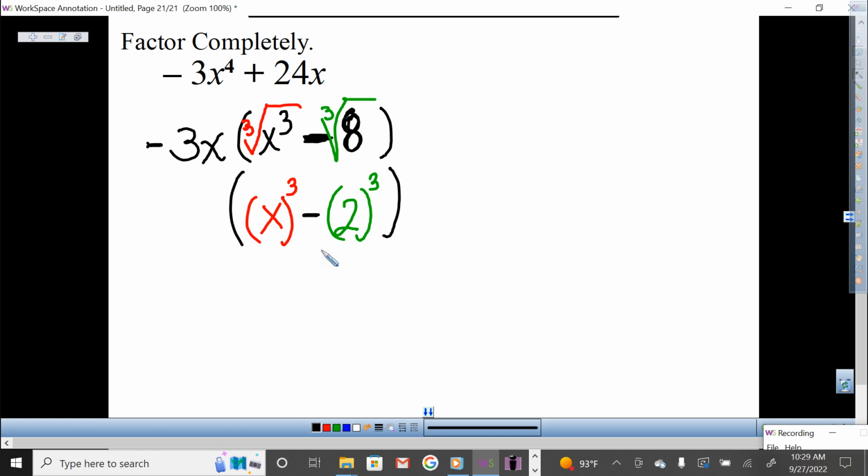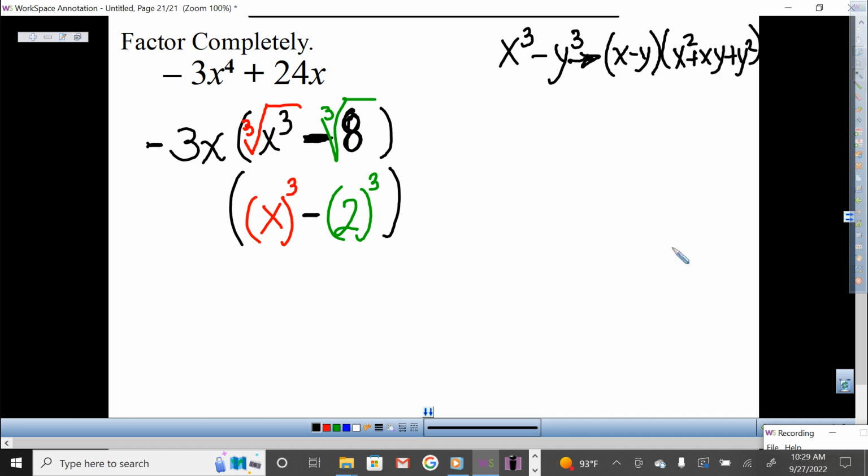So before you copy, this looks like an identity that we have in our memory already, right? X cubed minus y cubed. What would that become? Talk it over with your neighbor without looking at your notes. Yeah, very good. X minus y times x squared plus xy plus y squared. Copy that really quick. I'll give you some time, and then we'll finish it up together.